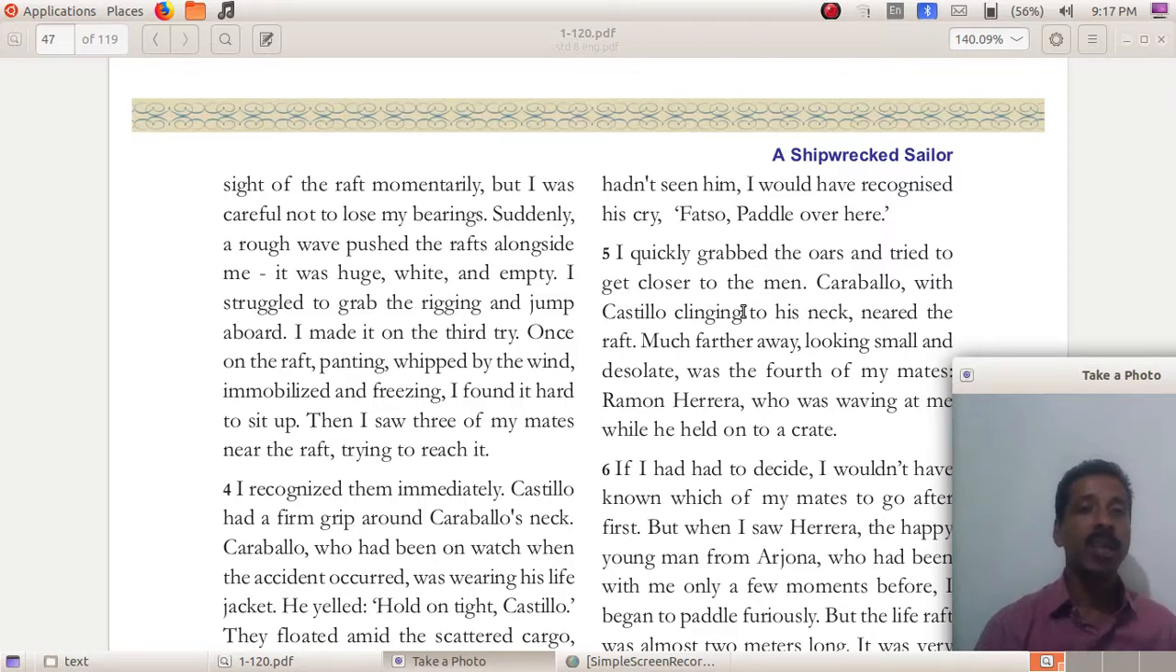Suddenly a rough wave pushed the rafts alongside me. It was huge, white and empty. I struggled to grab the rigging and jump aboard. I made it on the 3rd try. So as he was in the sea, it was not an easy task to get into the raft. He could be successful only, it is mentioned, on the 3rd try.